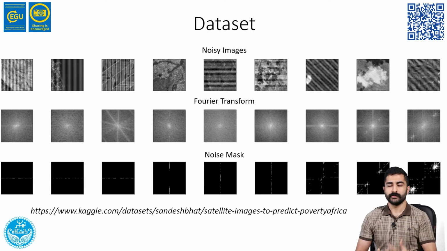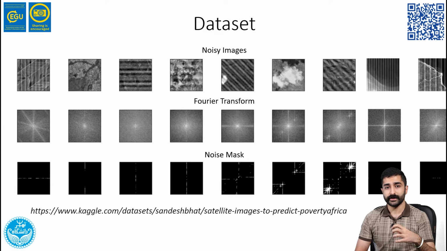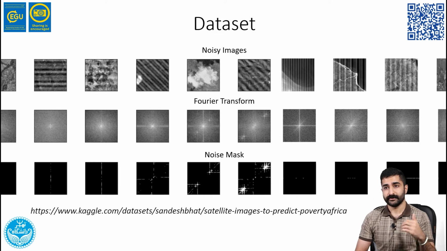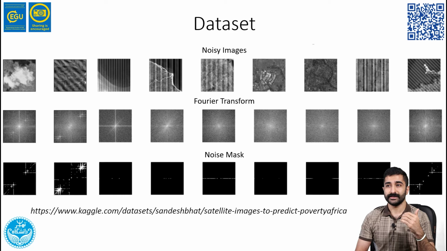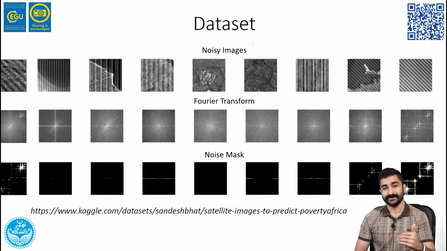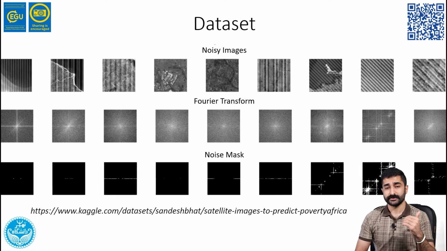For our dataset, we downloaded a satellite imagery dataset from Kaggle, which is from the African country Malawi. We added synthetic noise and we took the Fourier transform, and for the noise mask, we detected the change in the Fourier transform before and after adding the synthetic noise. Our dataset consists of more than 6,000 images.